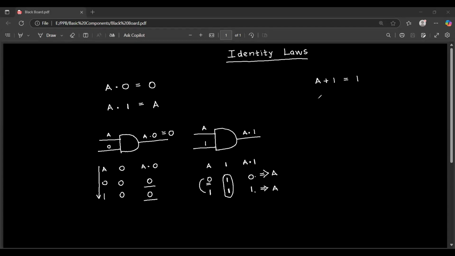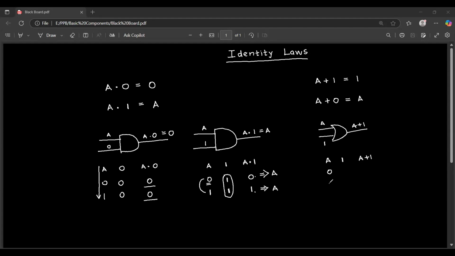That we know. What about A plus 0? What will it be? Well, A plus 0 is equal to A. You can also understand this by using the OR gate. So here we have the OR gate. First of all, let's pass A and 1 here. The output will be A plus 1. We have A, we have 1, and the output is A plus 1.